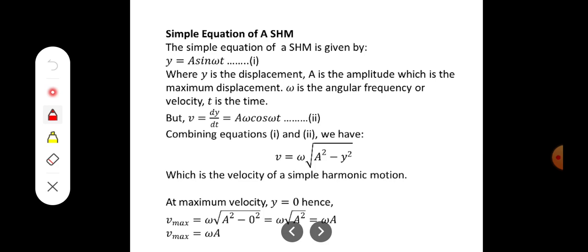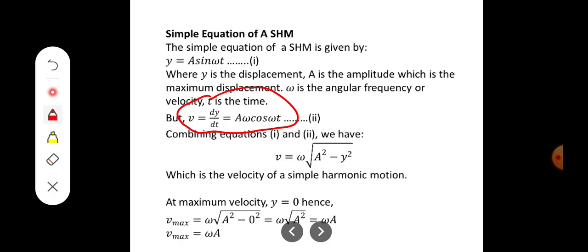Now, y here is the displacement. A means amplitude, which is the maximum displacement. Omega is the angular frequency or angular velocity. t is the time. From there we can find v, which is the rate of change of displacement with respect to time, that is dy/dt. If you differentiate a sine omega t, for those of you that don't understand differentiation, you get a omega cos omega t.